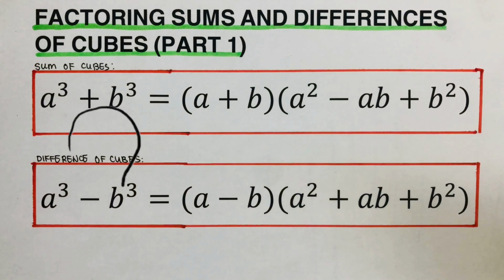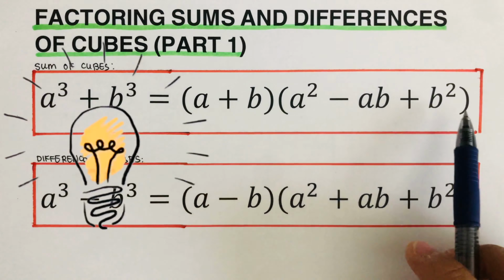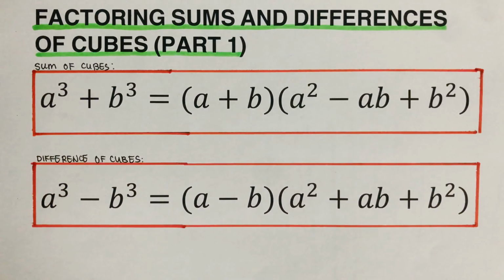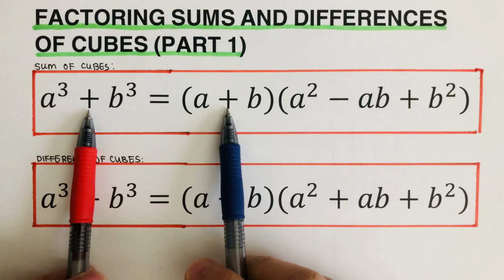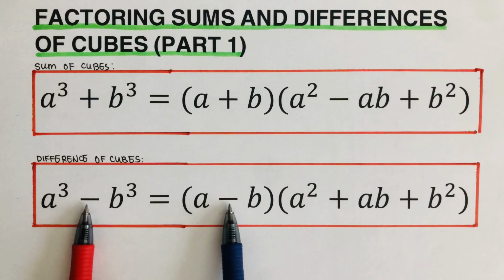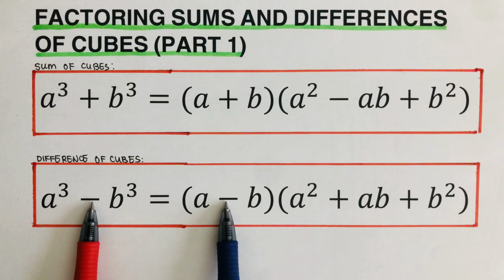Now, there's a trick so that we can easily remember how we write the factored form for sum of cubes and difference of cubes. The first thing that we need to remember is that these two signs are the same. So both of them are plus, and then this one right here, both of them are minus. So these two will always have the same sign.